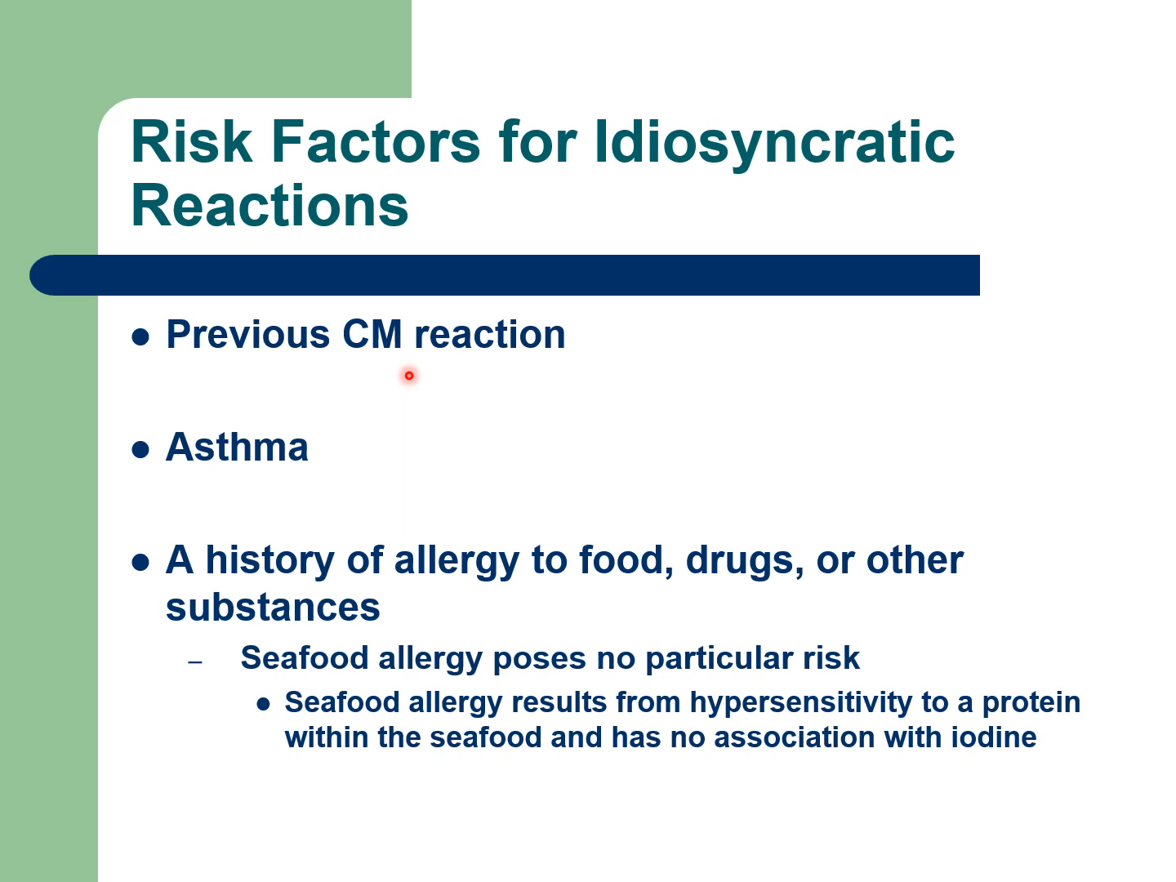A history of allergy to any food or drugs or other substances may put them in a higher category to have a reaction, whether it is anaphylactic or just idiosyncratic. People that are allergic to one thing are allergic to many things. Seafood allergies pose no particular risk. Now, you could be allergic to seafood. It is not the iodine that people are allergic to, it's a protein. But if they're allergic to seafood, that may actually put them in a higher category because they're allergic to something.